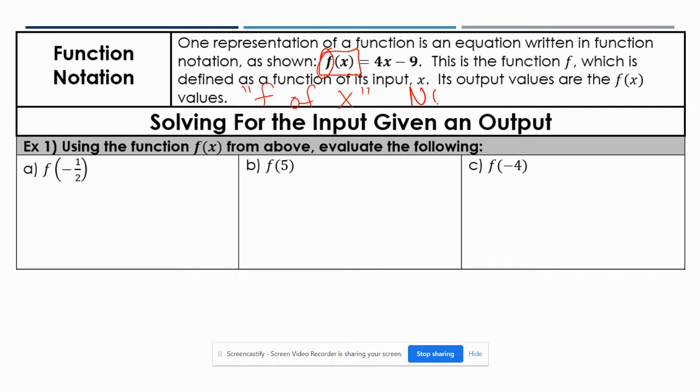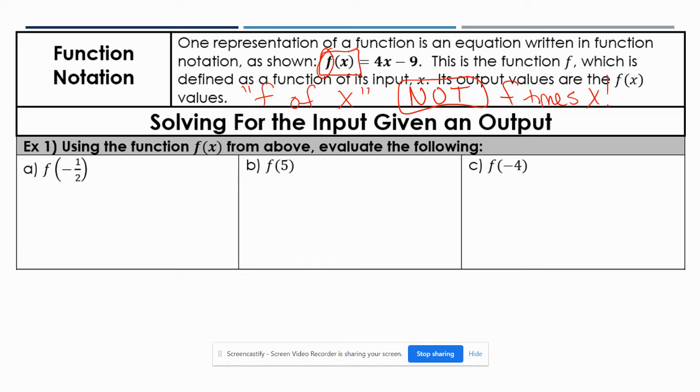It is not f times x. Okay, it is f of x, not f times x. That's not an operation over there. So let's start with evaluating.